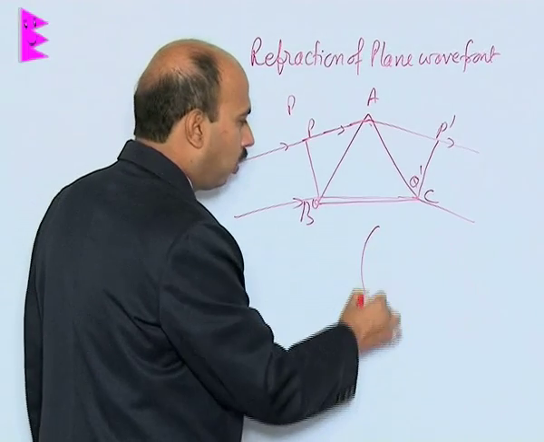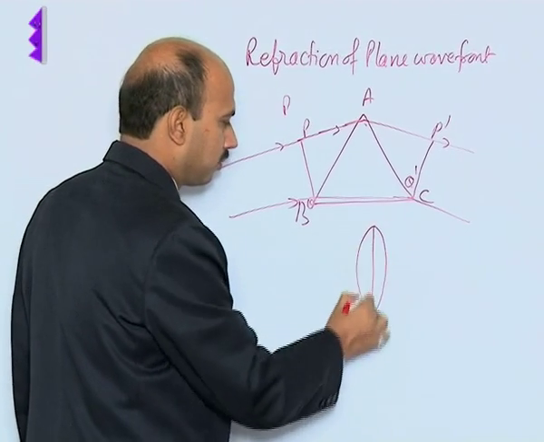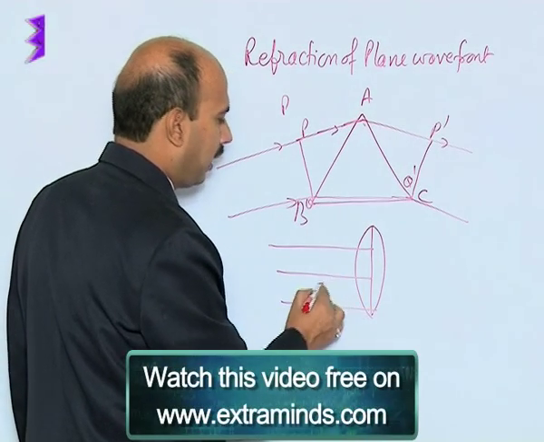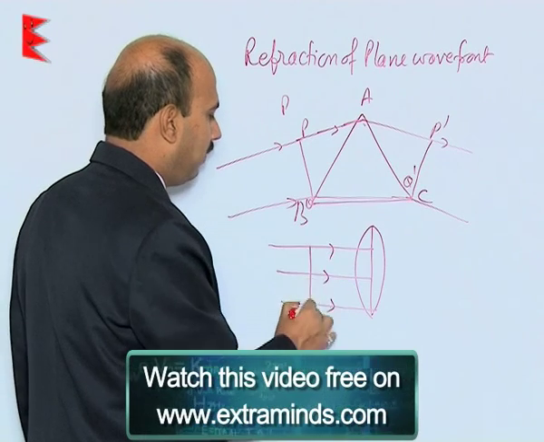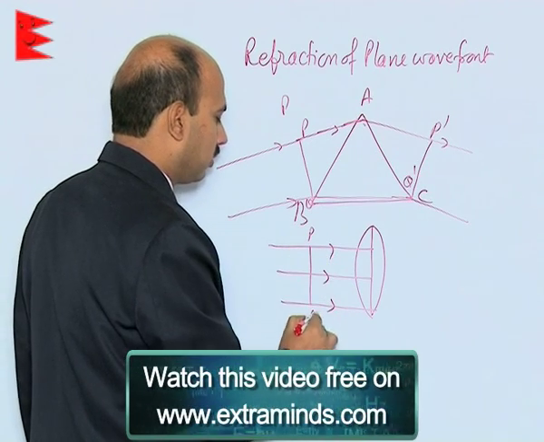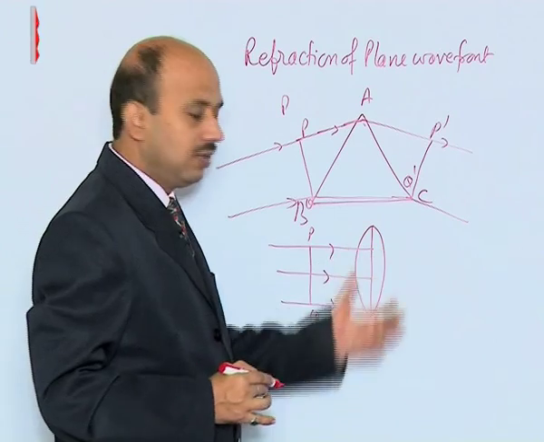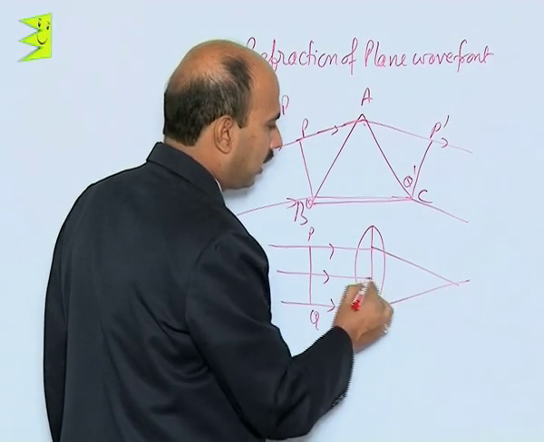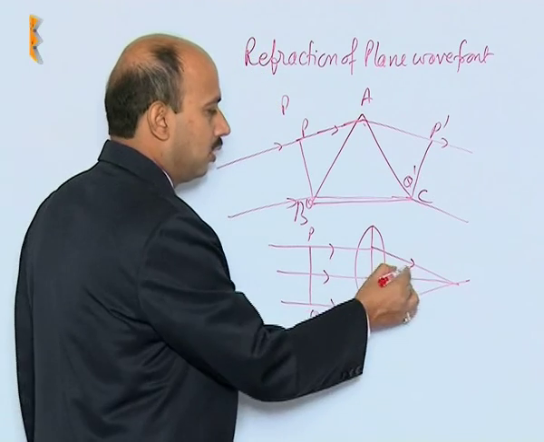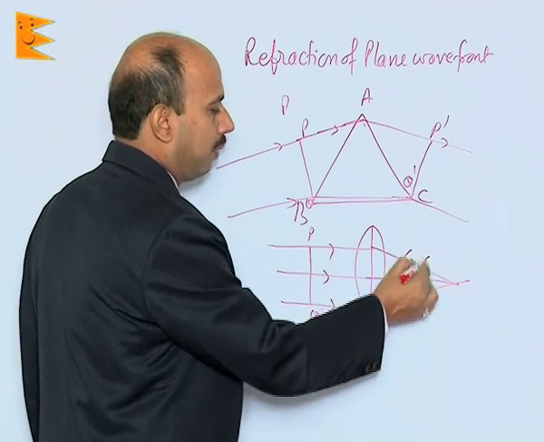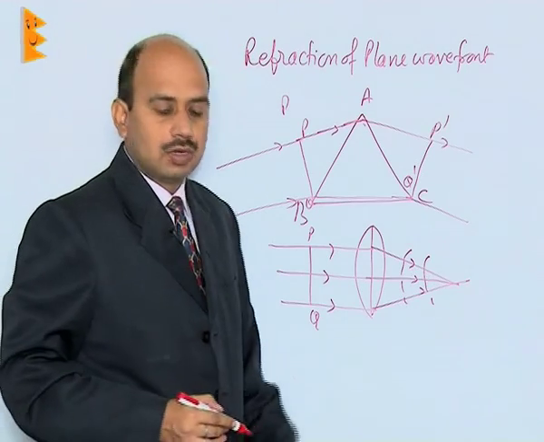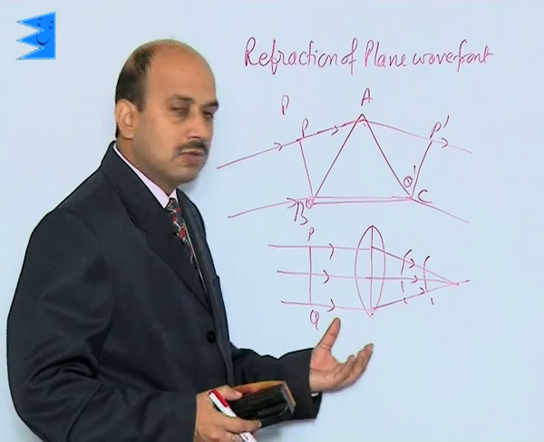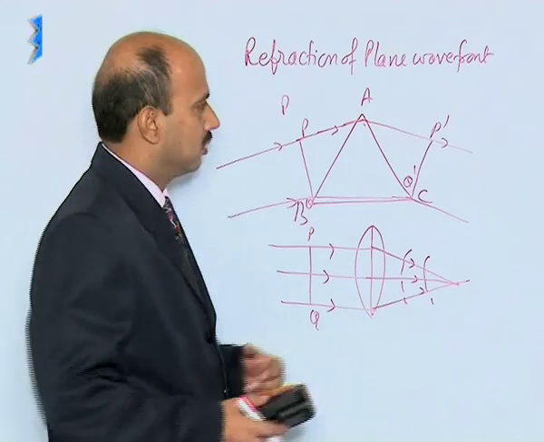If you have taken a convex lens like this, these are the parallel rays. So, the plane wavefront P and Q is like this. This is incident on this lens and this lens refracts all these rays and they converge at this point. So, the plane wavefront here now becomes a converging wavefront. So, when the plane wavefront strikes a convex lens, it gives us a converging wavefront.